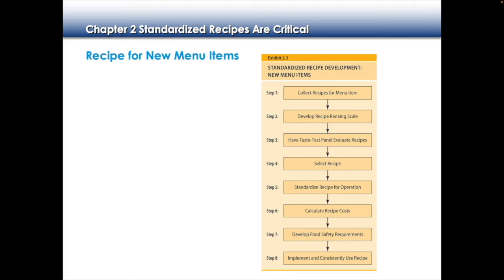Step two, develop recipe ranking scale. Assume that several recipes are of interest in the food production team. Which should be selected? As demonstrated in the first step, one more taste test panel can evaluate food items produced by the recipes. What factors should the taste test panel be considering? The answer to these questions should be incorporated into a recipe evaluation form like the one done in Exhibit 2.4, which you can see as we go forward.